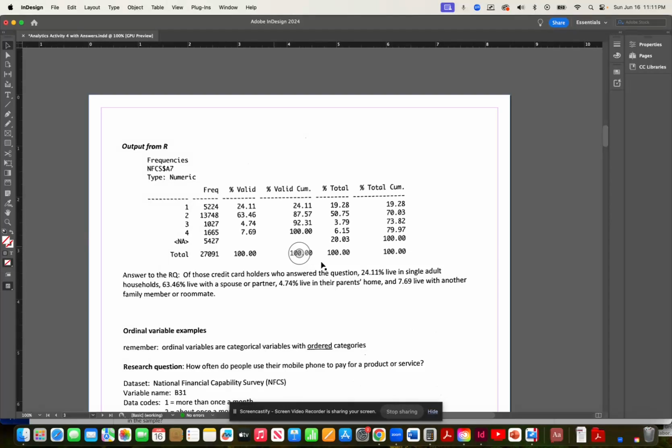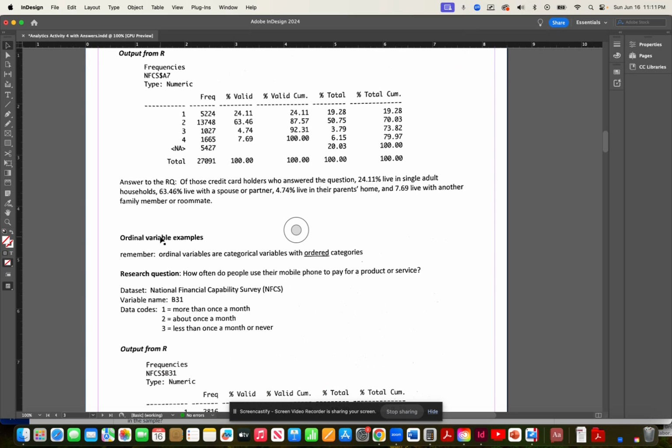So, like if you look at three, that's 4.74%. And then the last one, 7.69%. Looks like that needs to have a percent there. All right, so those are examples of nominal variables. In the next video, let's do an ordinal variable example.